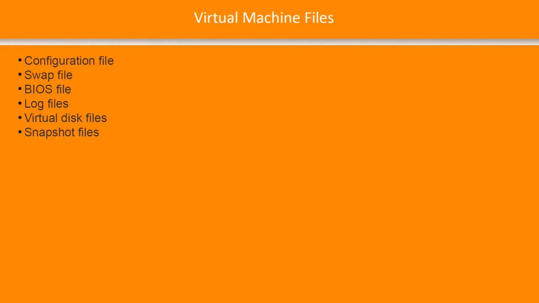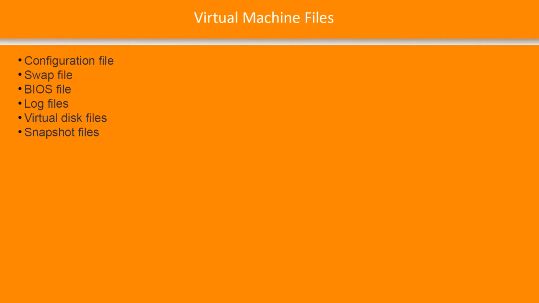The configuration file, or the VMX file, is a small editable file. It's about 200 to 400 bytes in size. It includes all the information that is required to represent a virtual machine. It includes information on devices, the virtual hardware version, and a number of other details.